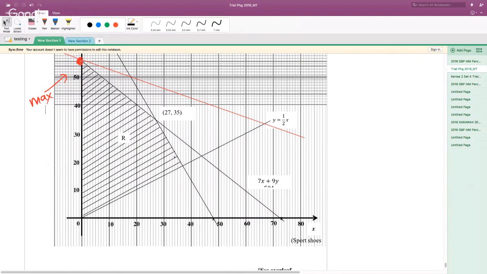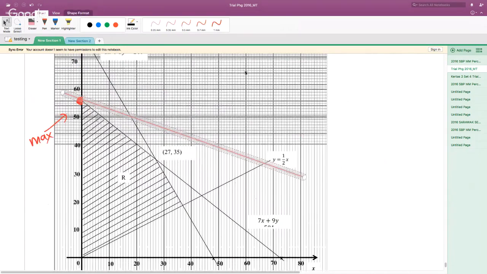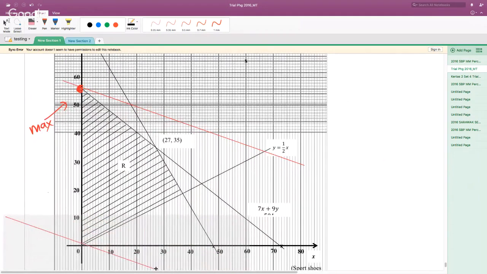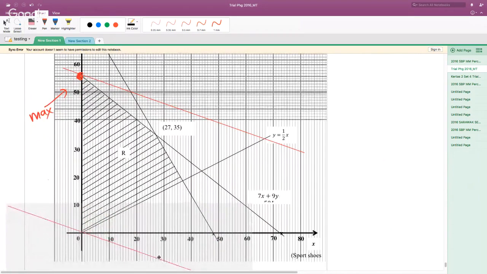So let's say you want to find a minimum value. Same thing. You pay attention to your shaded region. You just move your line parallelly going down. And then on your shaded region, the last point you touch over there will be your minimum point. So your minimum point will be here. Therefore, this will be your minimum coordinate.